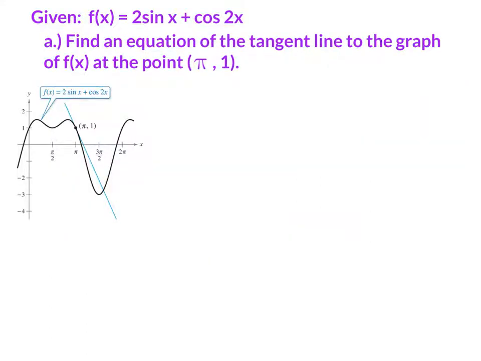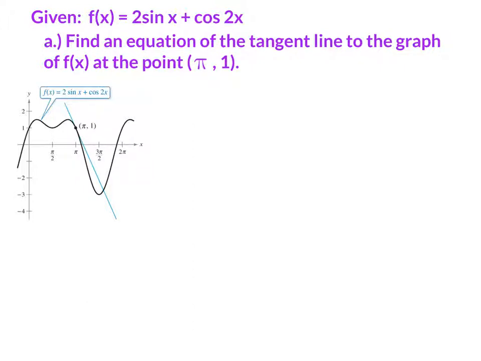So let's do one more example problem, and it's a 2-part application problem. So let's take our function here. F of x is equal to 2 sine of x plus cosine squared of x. So our first problem is to find an equation of the tangent line to this graph at the point pi comma 1. So essentially, we're looking for the equation of this blue line right here, which is tangent to that point of f of x.